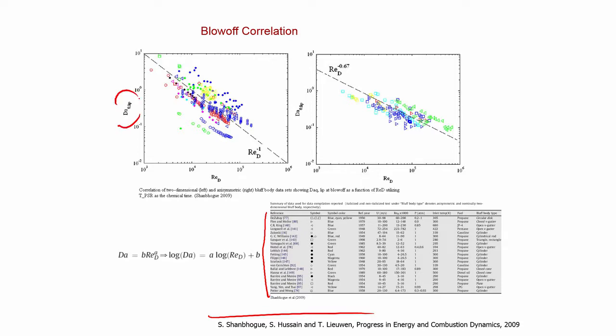Okay, so you see that when you compile all the data, though it's a lot scattered in a log-log plot, it appears that they follow something like Damkohler number equal to A times log of Reynolds number plus B, that is, a kind of power law scaling between Reynolds number and Damkohler number. So this is the data that has been compiled.